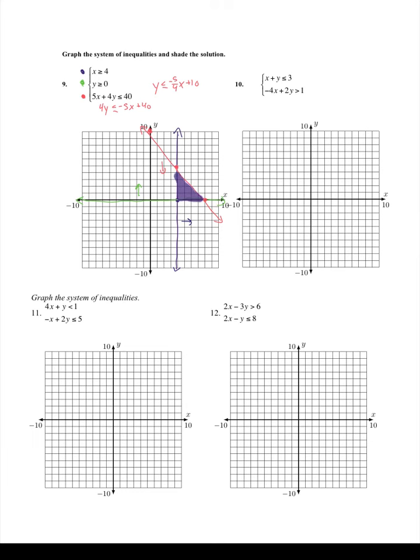For number 10, we have to get y by itself. So for our purple line, we're going to subtract x. Y is less than or equal to negative x plus 3, so we start at 3, which is the y-intercept, and then down 1 to the right 1. We'll keep going down 1 to the right 1. Or you can go up 1 to the left 1. Again, a solid line, and we're going to shade below the line.